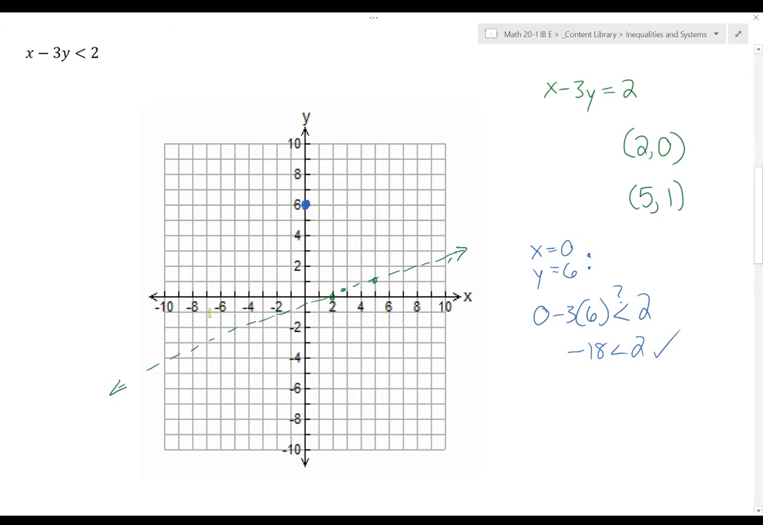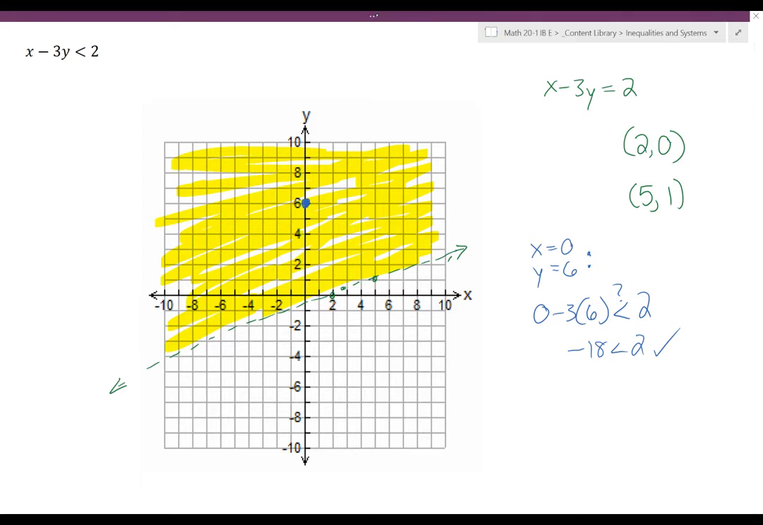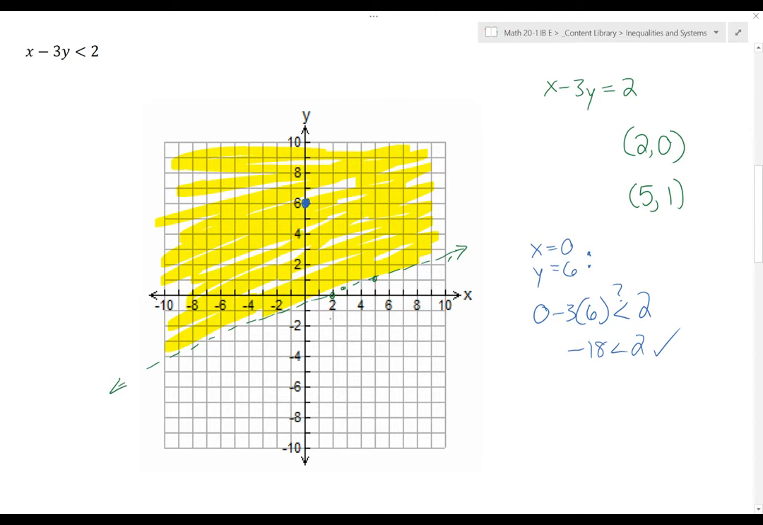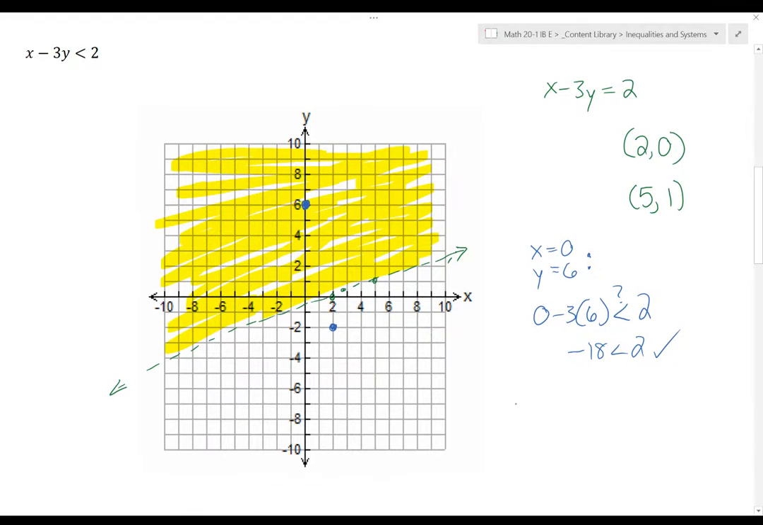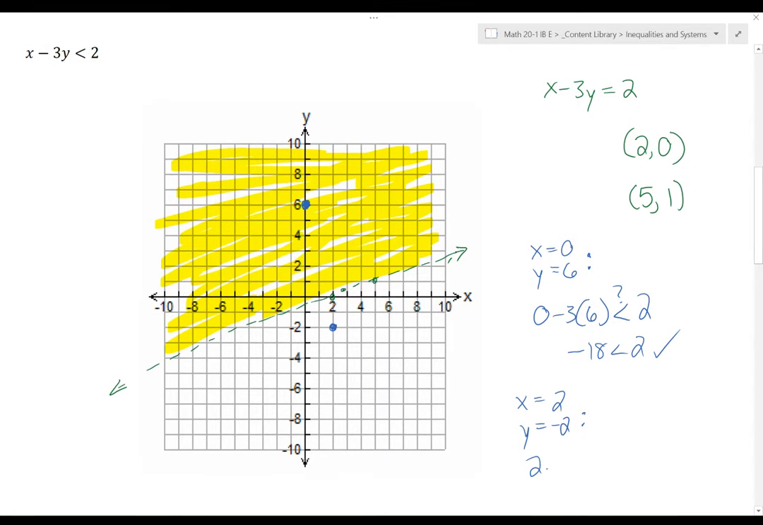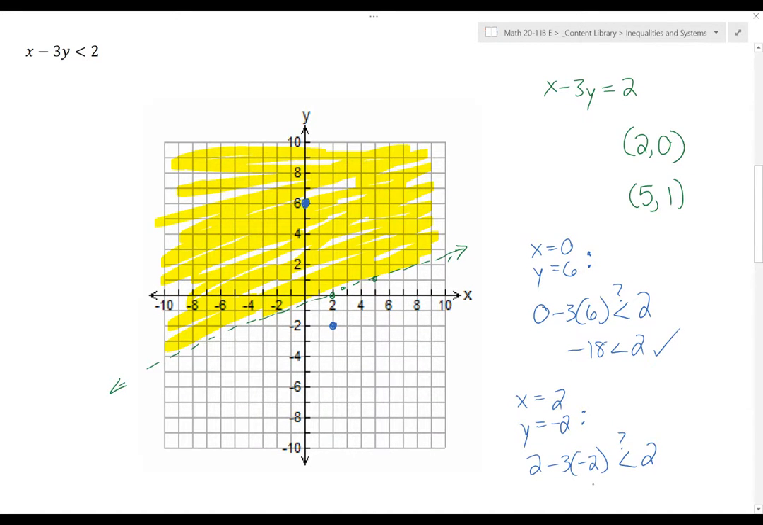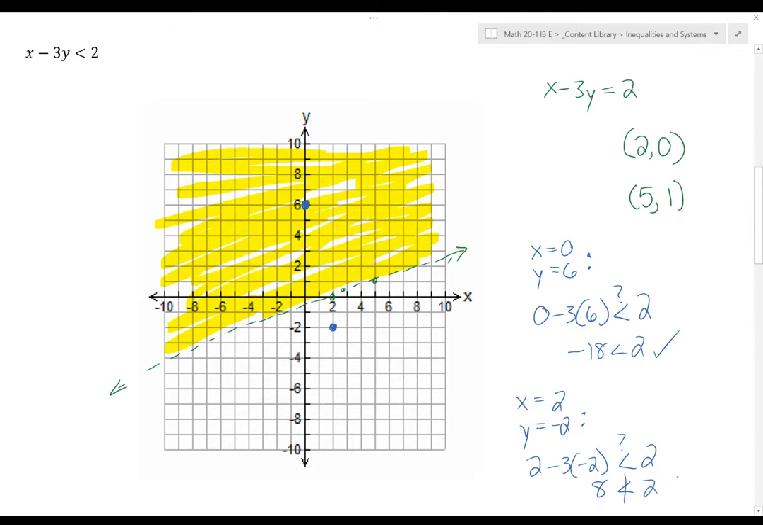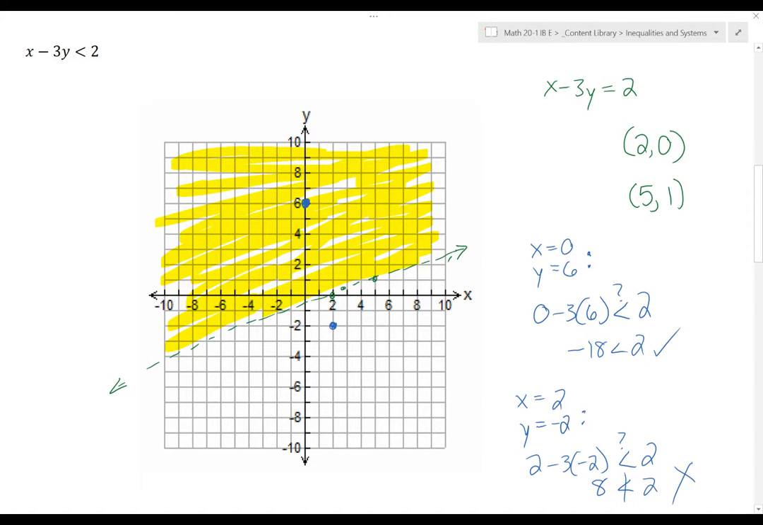But just to be absolutely certain, I'm going to pick a point on the other side of the boundary line. So let's say I have the point 2, negative 2. So x equals 2, y equals negative 2. Now, when you're testing this, especially if you've drawn this line by hand, pick a point that's not too close to the line, just in case you've drawn your line a little off. You want to make sure that it is very clearly on one side or the other. So then I say, is 2 minus 3 times negative 2 less than 2? Well, no, because this is going to be 8, and 8 is not less than 2. So I've correctly shaded the upper region.